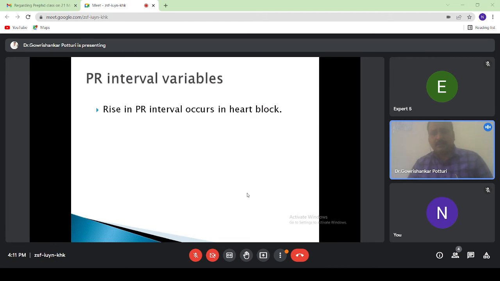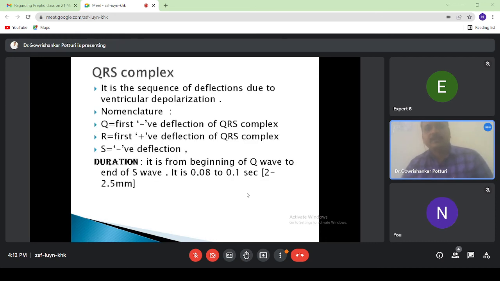If there is an increase in the voltage, or if the duration is more, it indicates heart block. Next, the QRS complex, very important and complicated. It is the sequence of deflections due to ventricular depolarization. So the whole QRS complex talks about ventricular depolarization.